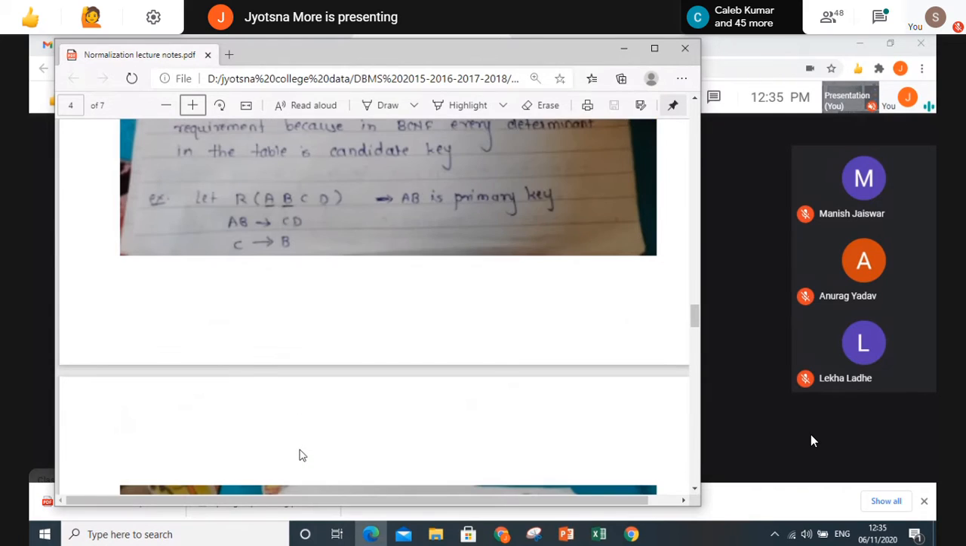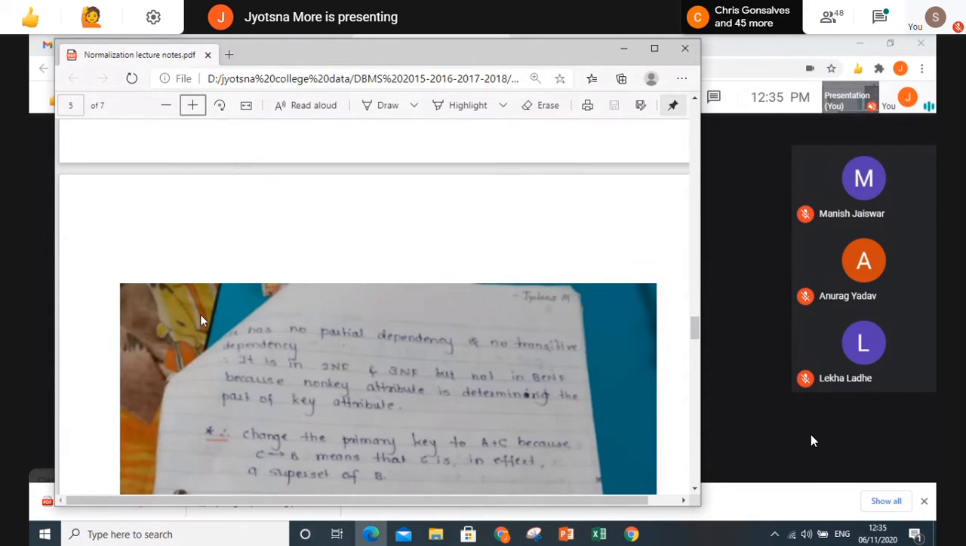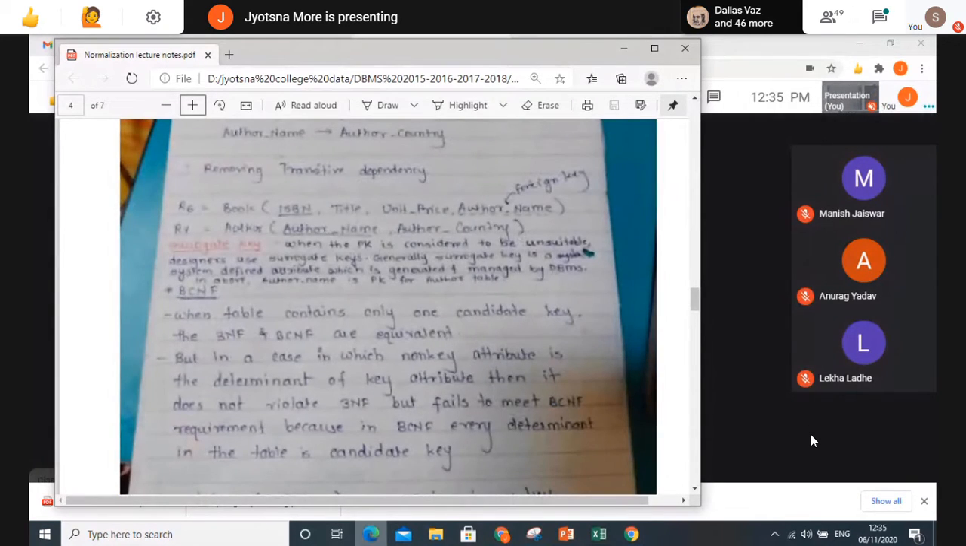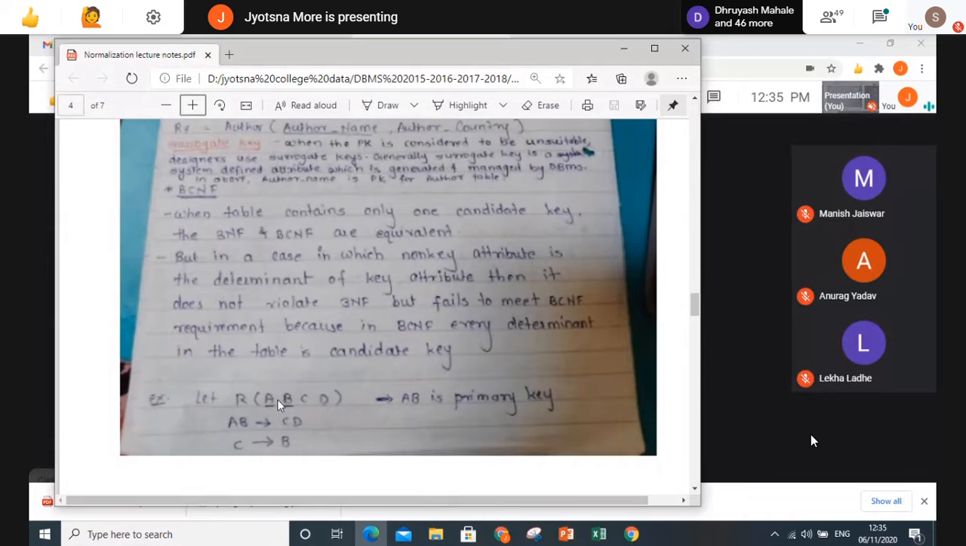I will use the concept of surrogate key. It has no partial dependency and no transitivity. As per that, partial means part of key attribute determining some non-key attribute. Is there A determining something? Is there B determining something in the functional dependency? No. So no partial functional dependency.